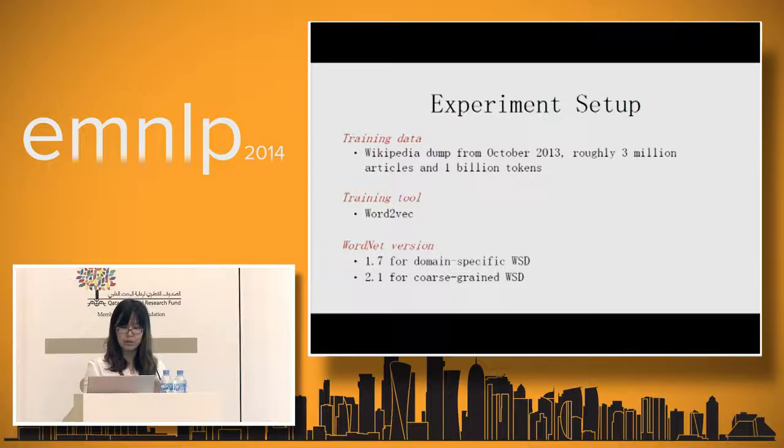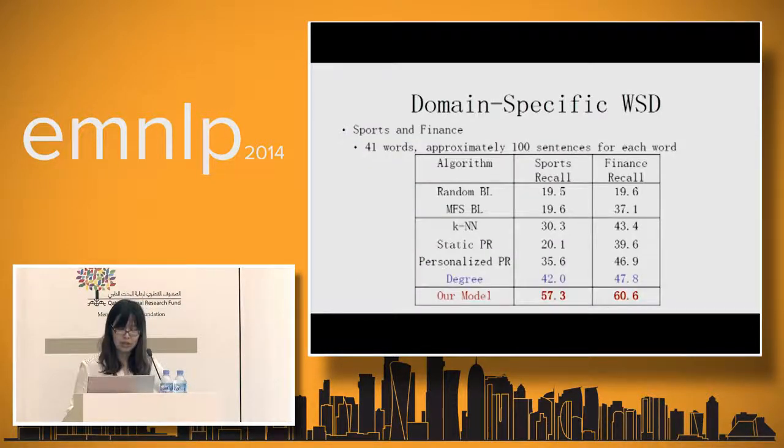For the experiment, Wikipedia is used as training data. There are roughly 3 million articles and 1 billion tokens. And which vector is used as the training tool? And what net is used as the sense inventory? They evaluate their model on 3 tasks. First is domain-specific word sense disambiguation. They choose 41 words from sports and finance, and there are approximately 100 sentences for each word.